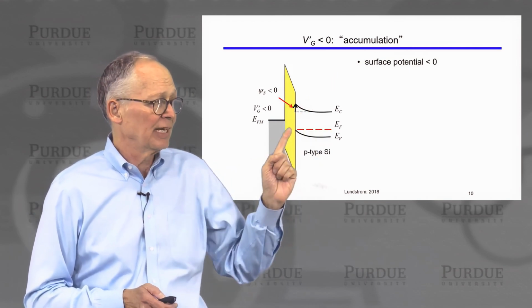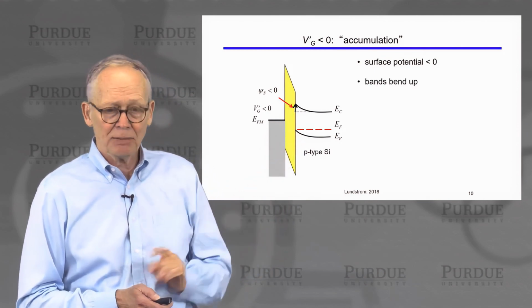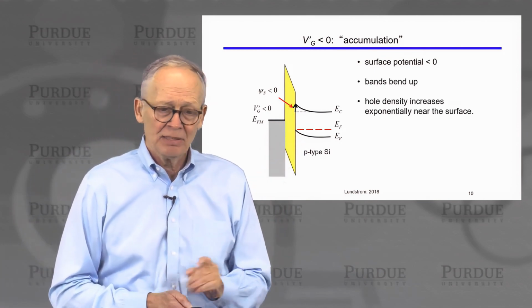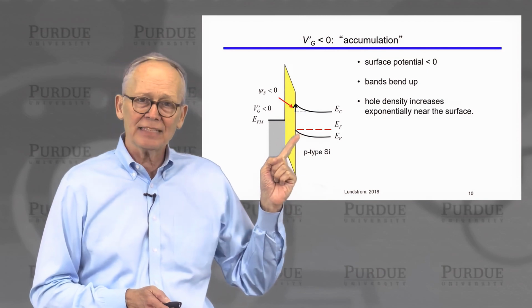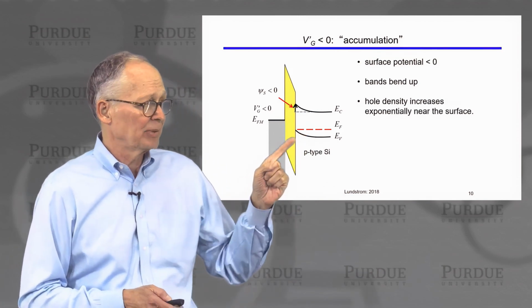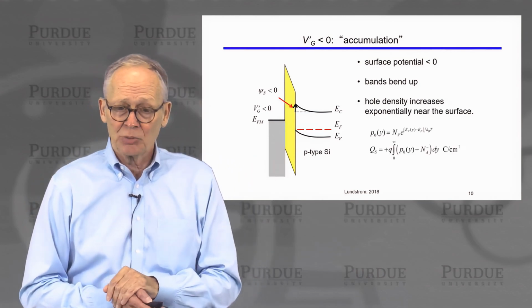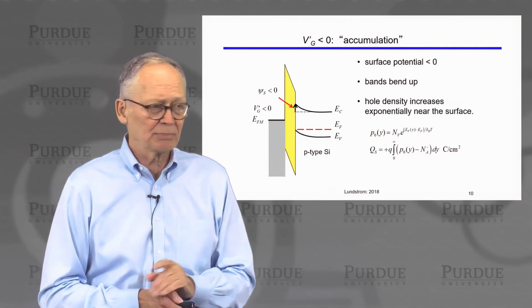The surface potential now is less than 0. It's negative. That bends the bands up. When the bands bend up, the hole density increases exponentially near the surface because it depends on the separation between the Fermi level and the valence band, which is getting reduced. So we get large numbers of holes that pile up.